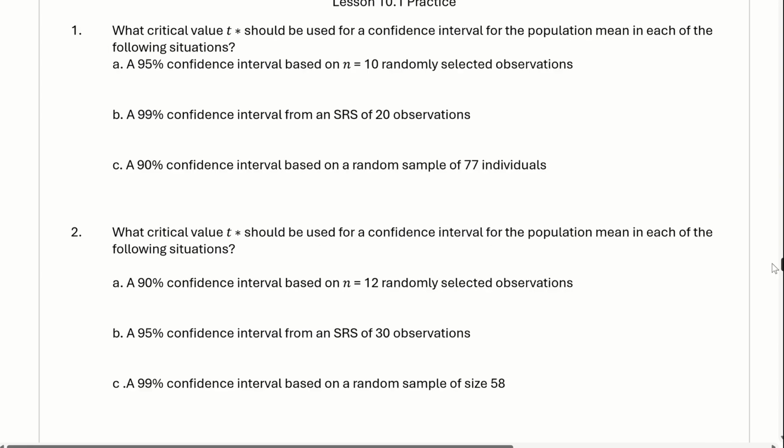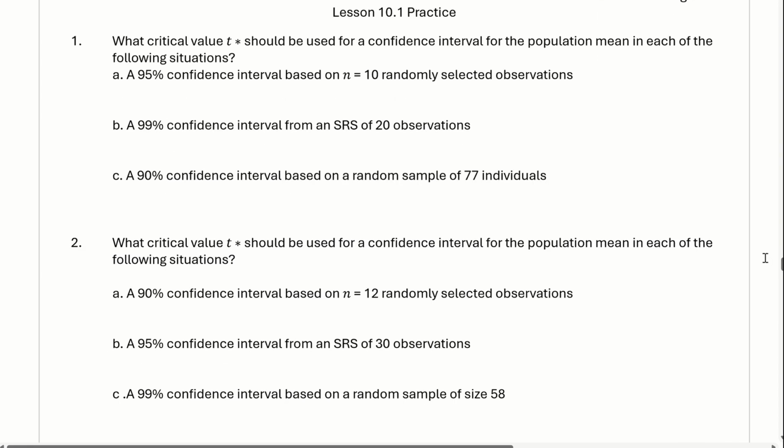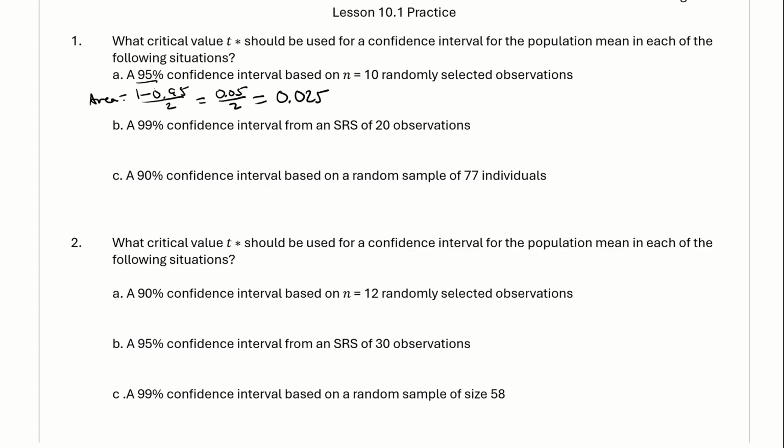Okay, so it says 95% confidence interval based on n equals 10 randomly selected observations. So remember, the area is going to be 0.95 divided by 2, which is 0.05 divided by 2. So the area that we're looking for is 0.025. This is the area in the tail. And then the degrees of freedom is 10 minus 1, or 9 observations, so the df is 9.